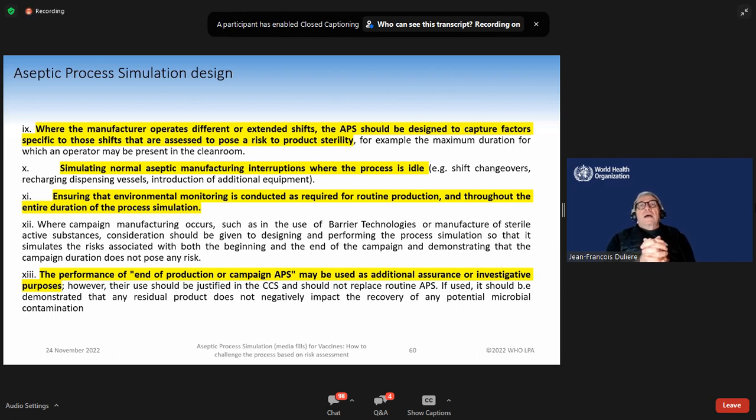We need to simulate as well normal aseptic manufacturing interruption. Shift changeovers, recharging dispensing vessels, introduction of additional equipment, introduction of stoppers and things like that. And you need the environmental monitoring to be conducted as required for routine production and through the entire duration of the process simulation.